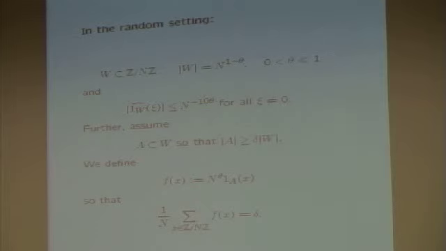So really what's important, remember we had W is a random subset of Z mod NZ, and the important properties of W is that the size of W is going to be just about n to the 1 minus theta. We require theta to be sufficiently close to 0. And we have this nice bound on the Fourier transform of the characteristic function of the set W. So then remember, we took A to be a subset of W, which had positive relative density. So then we define a function f, which is just this weighted characteristic function of the set A. And we notice that if we look at the average value of f, then we actually get delta, which was the positive relative density.